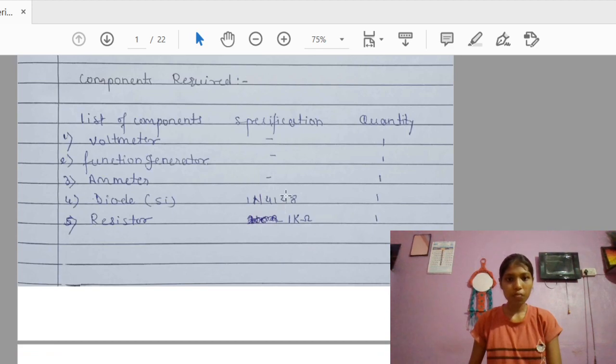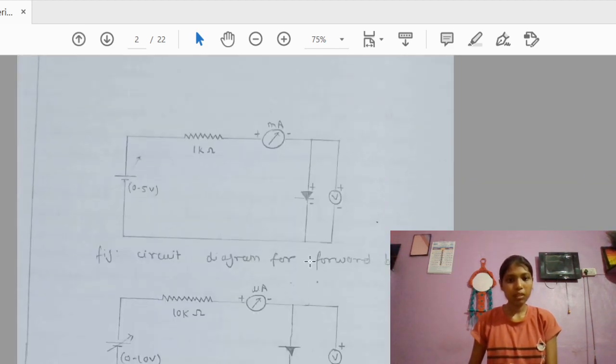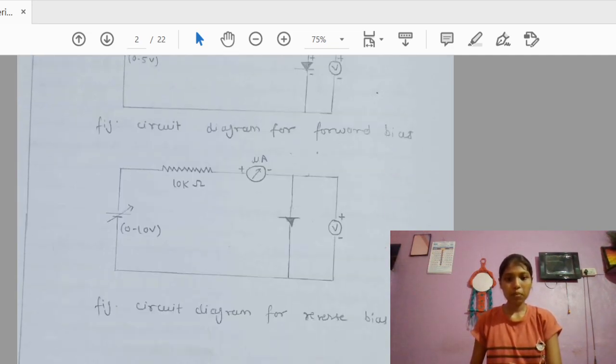So the diode is of 1N4148 and the resistor is of 1 kilo ohm. This is the circuit diagram for forward bias and this is the circuit diagram for reverse bias.